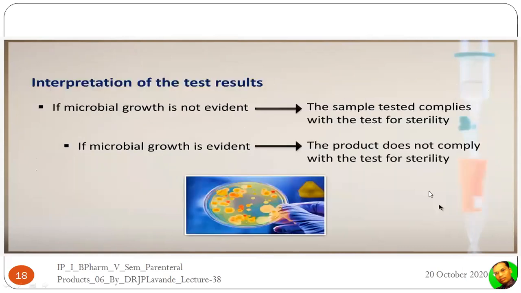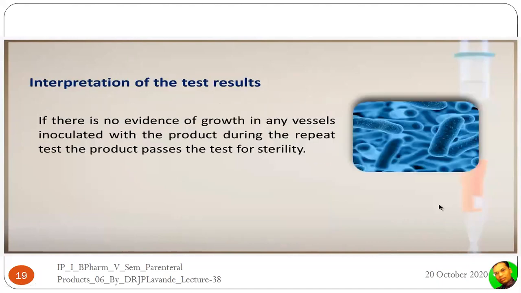Now, the interpretation: if the microbial growth is not evident, that will clearly indicate that the sample tested complies with the test for sterility. That means the sample is sterile and the product is sterile. And if the microbial growth is evident, if the microbial growth is observed, that will clearly indicate that the product does not comply with the test for sterility, there is a contamination, and the product is non-sterile. So if there is no evidence of growth in any vessel inoculated with the product during the rapid test, the product passes the test for sterility.